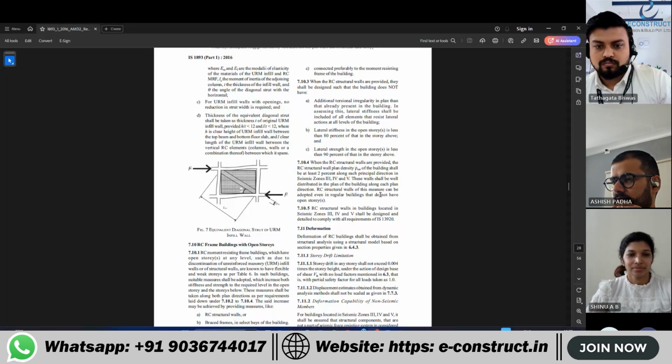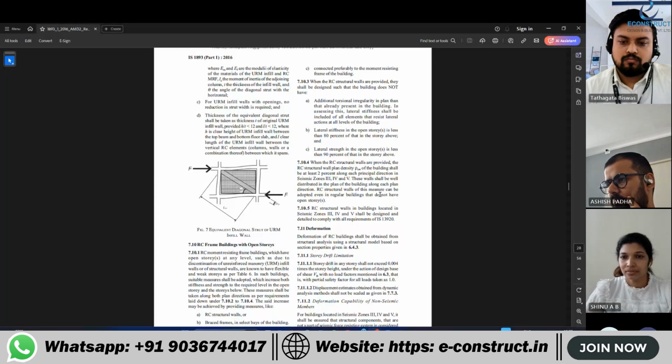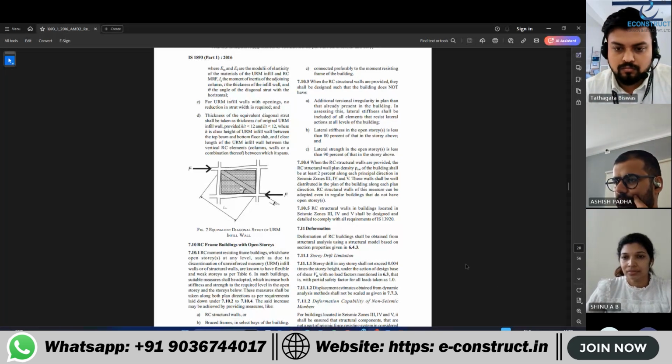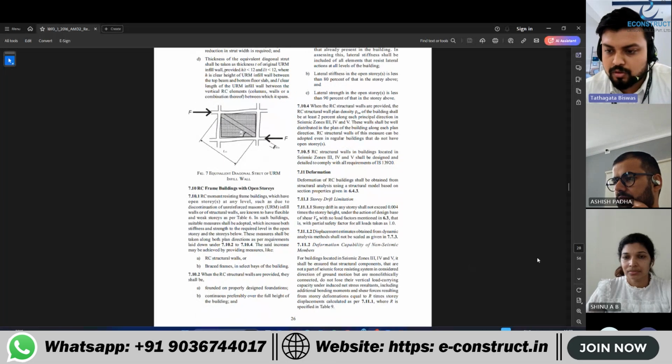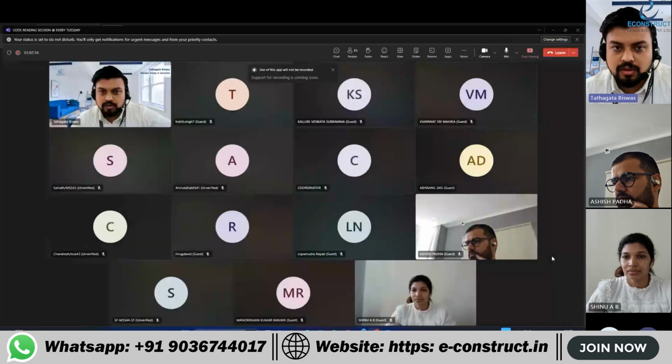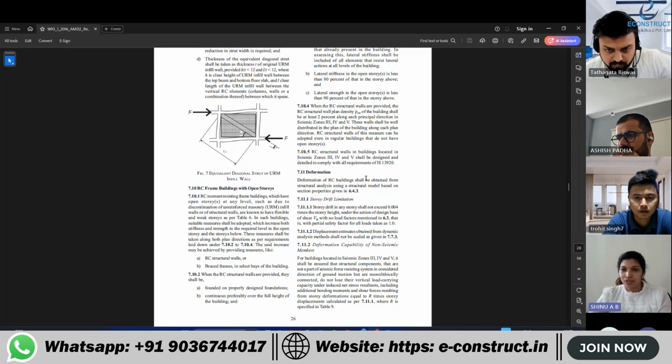7.10.5. RC structural walls in a building located in seismic zones 3, 4, and 5 shall be designed and detailed to comply with all the requirements of IS 13920. Okay. Deformation. Deformation of RC buildings shall be obtained from structural analysis using a structural model based on section properties given in 6.4.3.